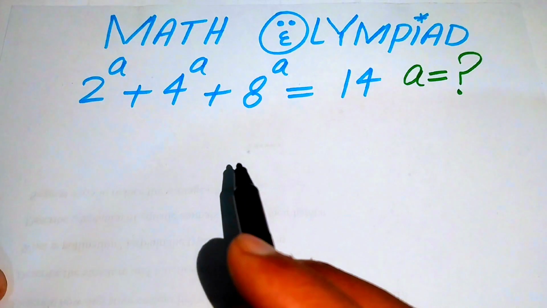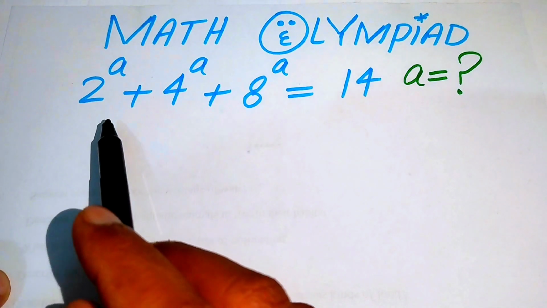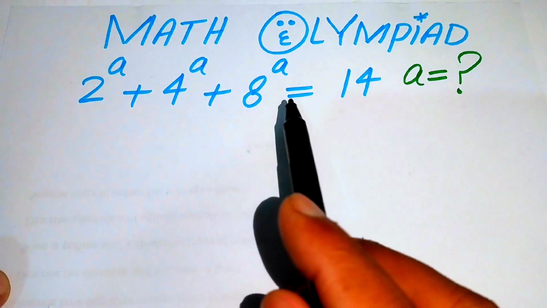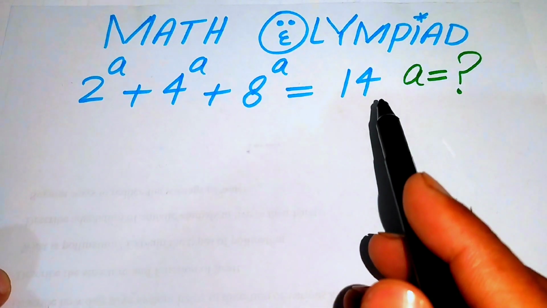In this video, we are going to solve this nice math Olympiad algebraic problem, and here we have 2 to the power of a plus 4 to the power of a plus 8 to the power of a equals to 14, and here we find the value of a.